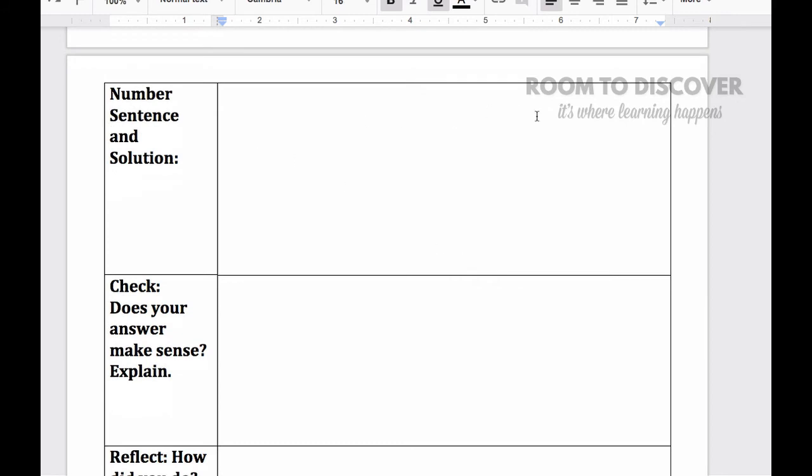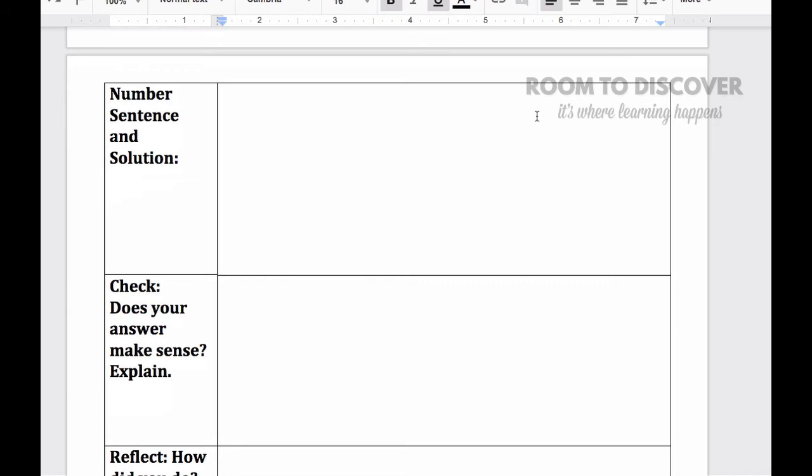Then we can create a number sentence and solution. Now, all of these are optional. This is designed for elementary age students, but as you can imagine, some of you with kindergartners are saying, well, they're not going to be writing number sentences. You're right. Third graders, however, will be writing number sentences. So you're going to have to decide how to use this best.